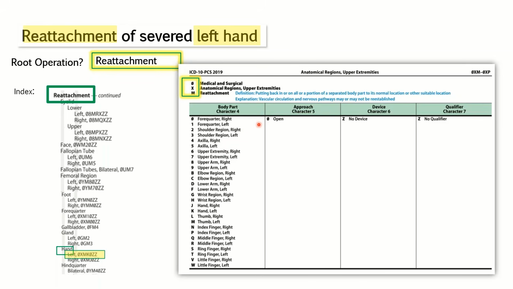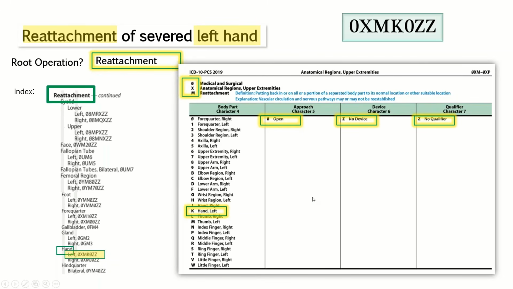Let's go ahead and see if the fourth character is correct. Our code says it's K. K is correct. This is your left hand, open approach, no device, no qualifier, coders. Our code is 0XMK0ZZ.